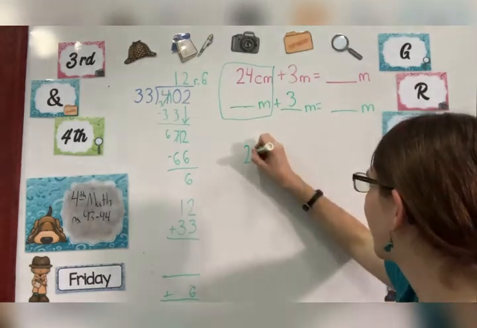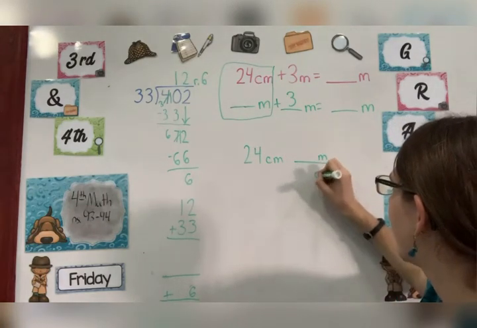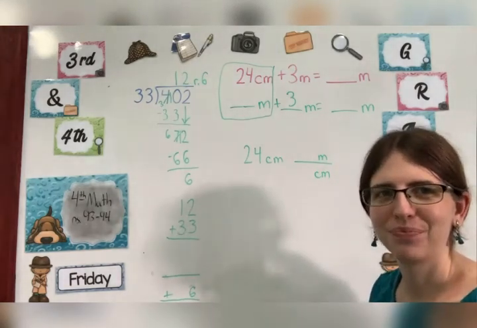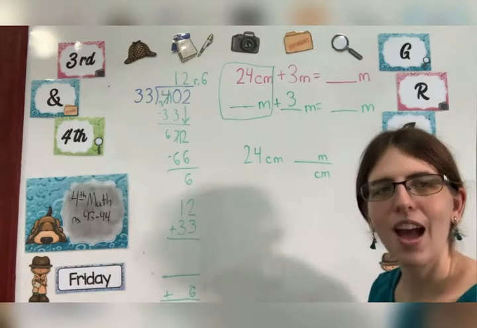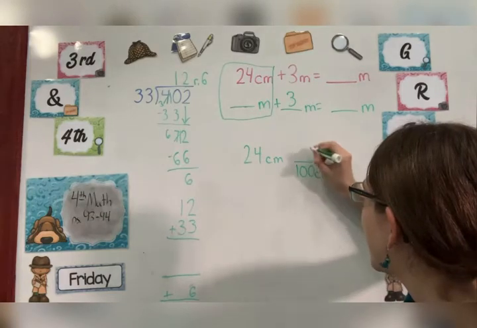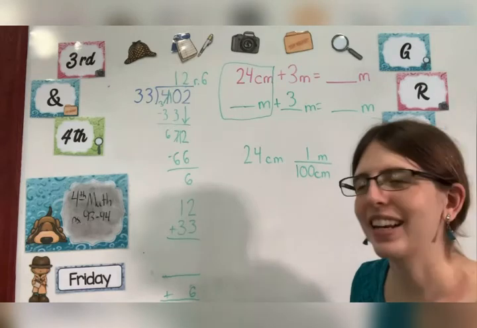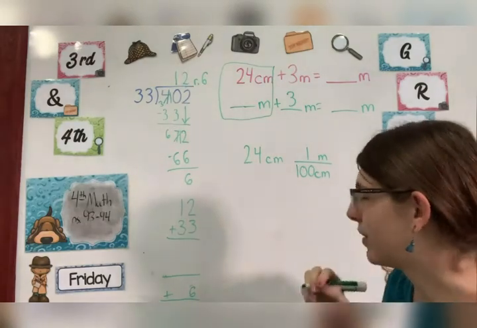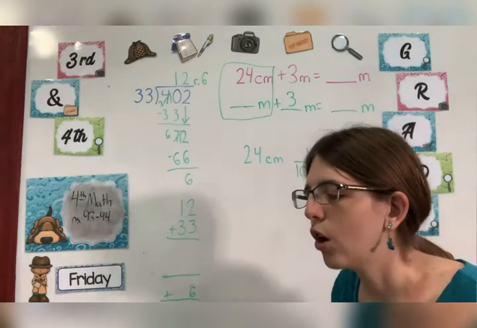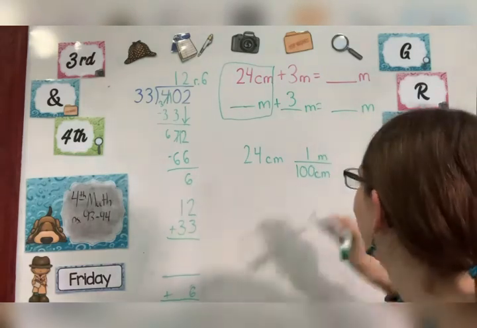So I'm going to convert 24 centimeters to meters from centimeters. What is my conversion factor? It's 100. I have 100 centimeters in a meter. If you got that, give yourself a big pat on the back. All right, now I need to divide. Oopsies, I made a mistake. I realized something was wrong. Let me try that again.